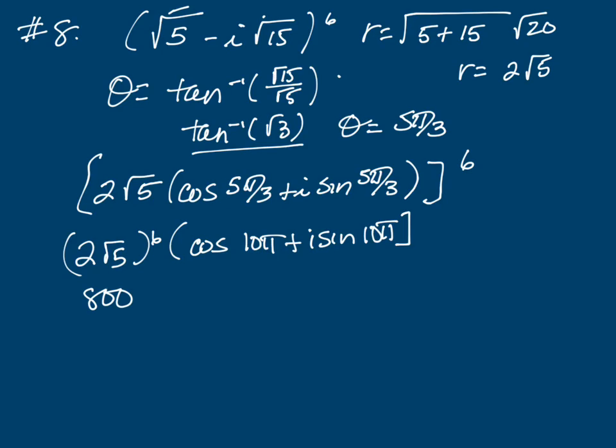So we get 8,000 times cosine of 10 pi. Okay, wait, we don't need to write that because I know what the cosine of 10 pi is. That would just be the same thing as 2 pi, right? It's just 5 times 2 pi. So that would be 1 plus 0. So we just get 8,000 for this one. All right, so that was numbers 7 and 8.